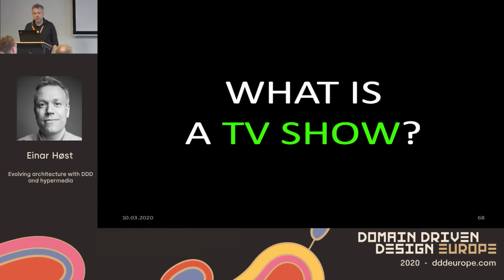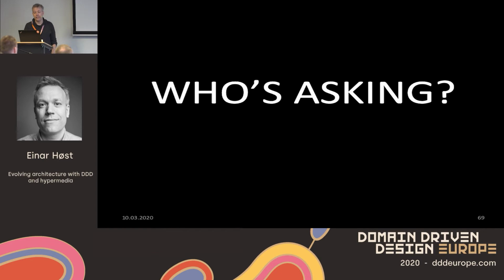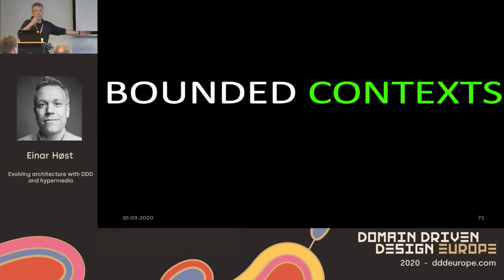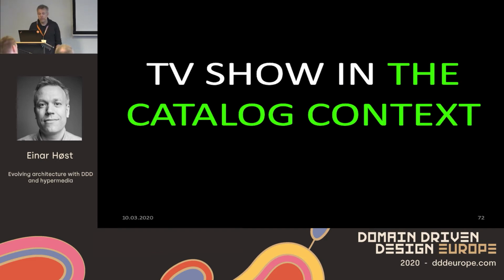That's an interesting question because the answer depends on who's asking it, right? And this offers us an angle to do functional decomposition, right? So we can think of this TV show in various contexts. And this is where the DDD things come in, right? So if you can try to identify bounded contexts, maybe we don't have to think about all those things at the same time. So it would be preferable to, for instance, look at the TV show just in what you might call an on-demand catalog context, right?